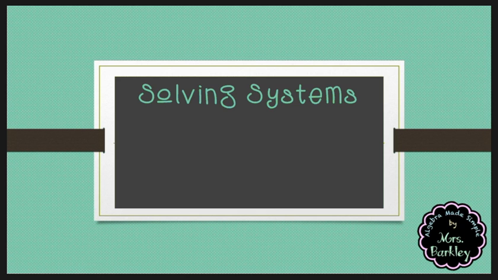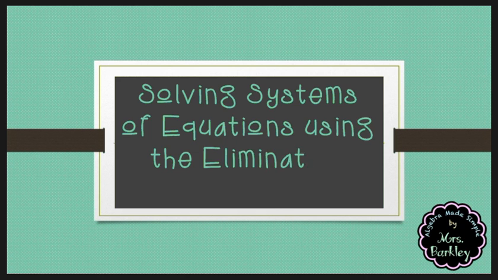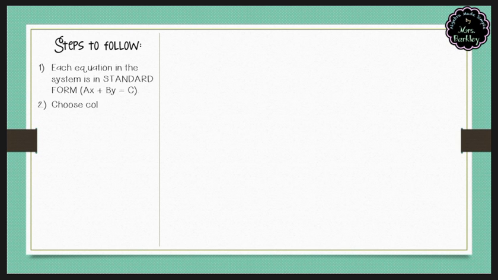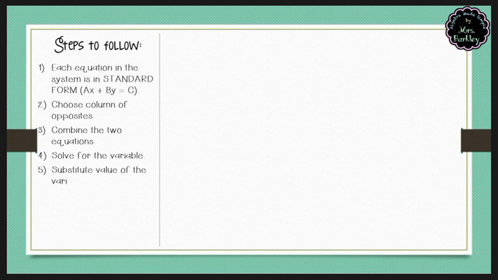In this lesson, we are going to be solving systems of equations using the elimination method. Here are some steps to follow as we are working through this method. So our first step is very specific, and it states that each equation in the system is in standard form. And so if you can recall, that is the form ax plus by equals c.